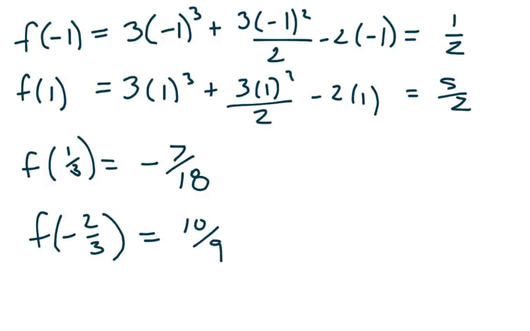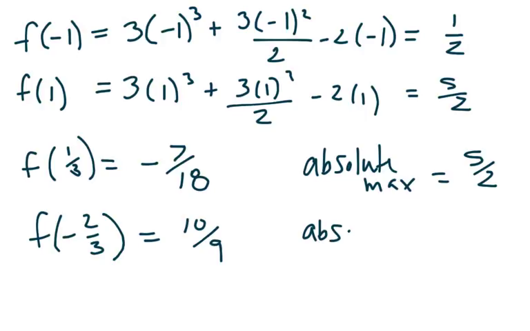Okay, so that means that the absolute maximum is the biggest number that we have here. Well, the biggest number that we've got is 5/2. And that occurred at the right endpoint. The absolute minimum, so the smallest number we've got, is -7/18. And that occurred at one of the critical points, which was the critical point 1/3.